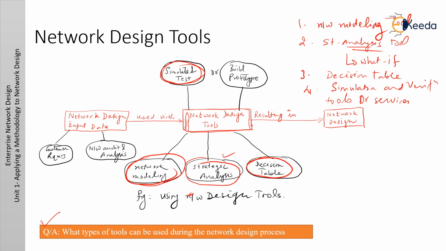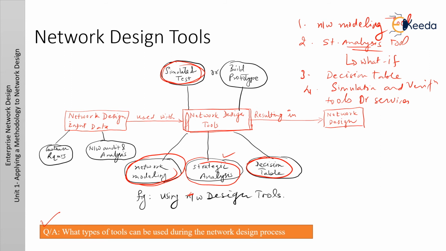In the network design process, we use network modeling, strategic analysis, decision table, and simulate and test. These are the tools, or we can also use build prototype. We will discuss what build prototype is. Here we only discuss the network design tools. So this diagram is very important. We need to use this diagram while writing the answer to this particular question.